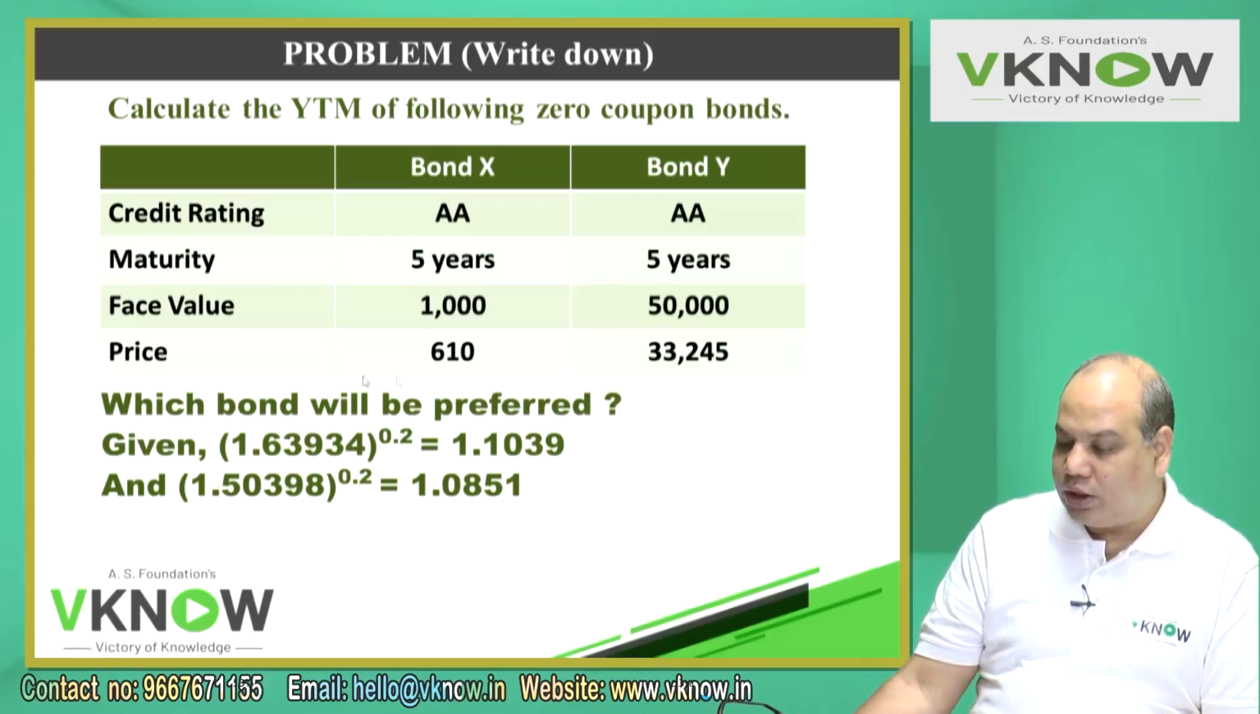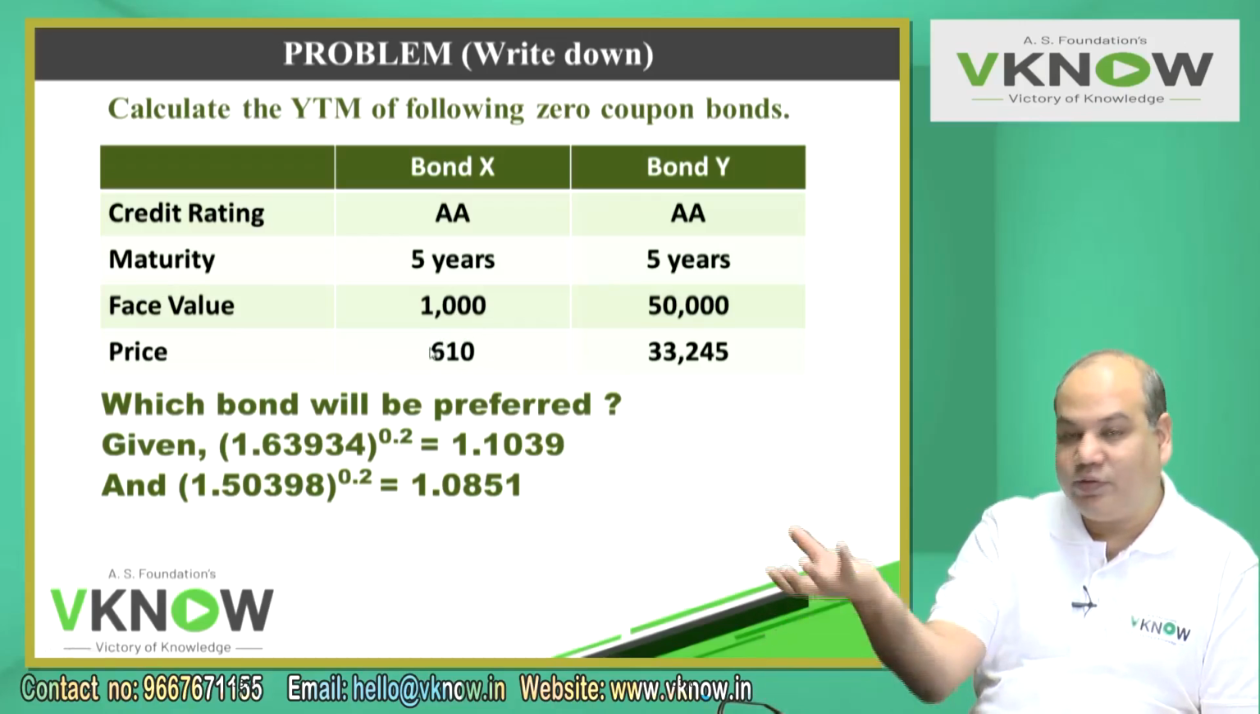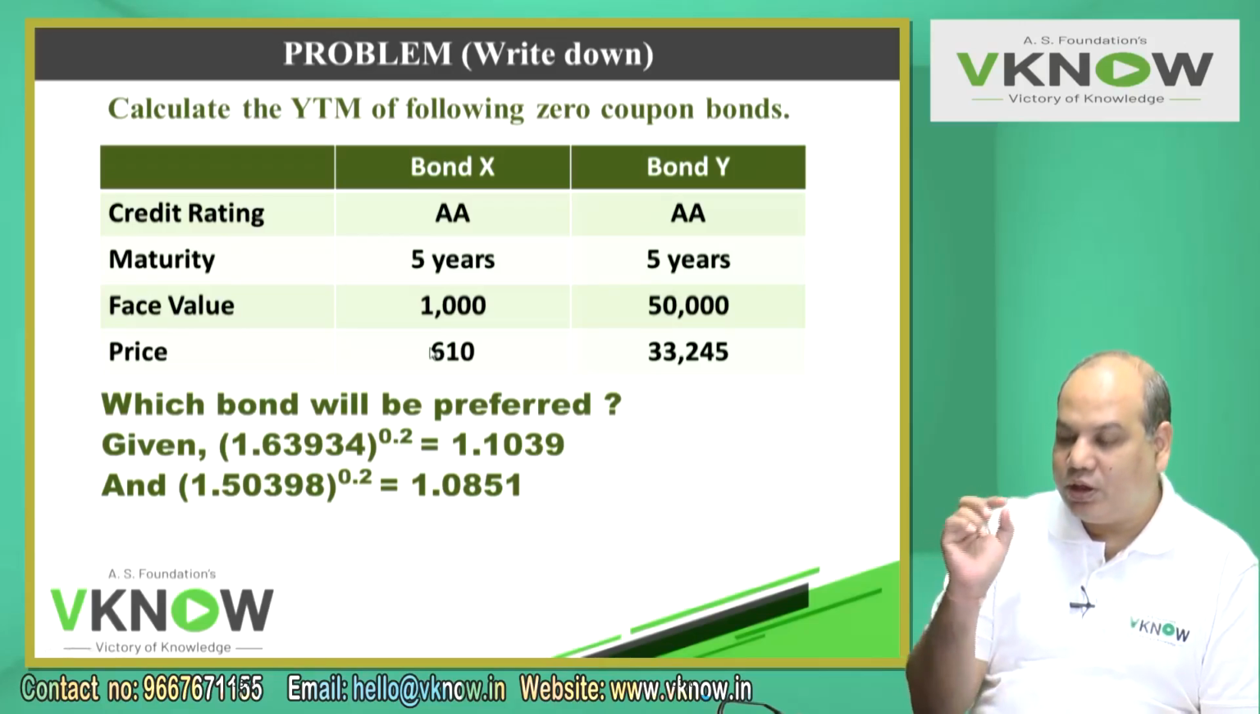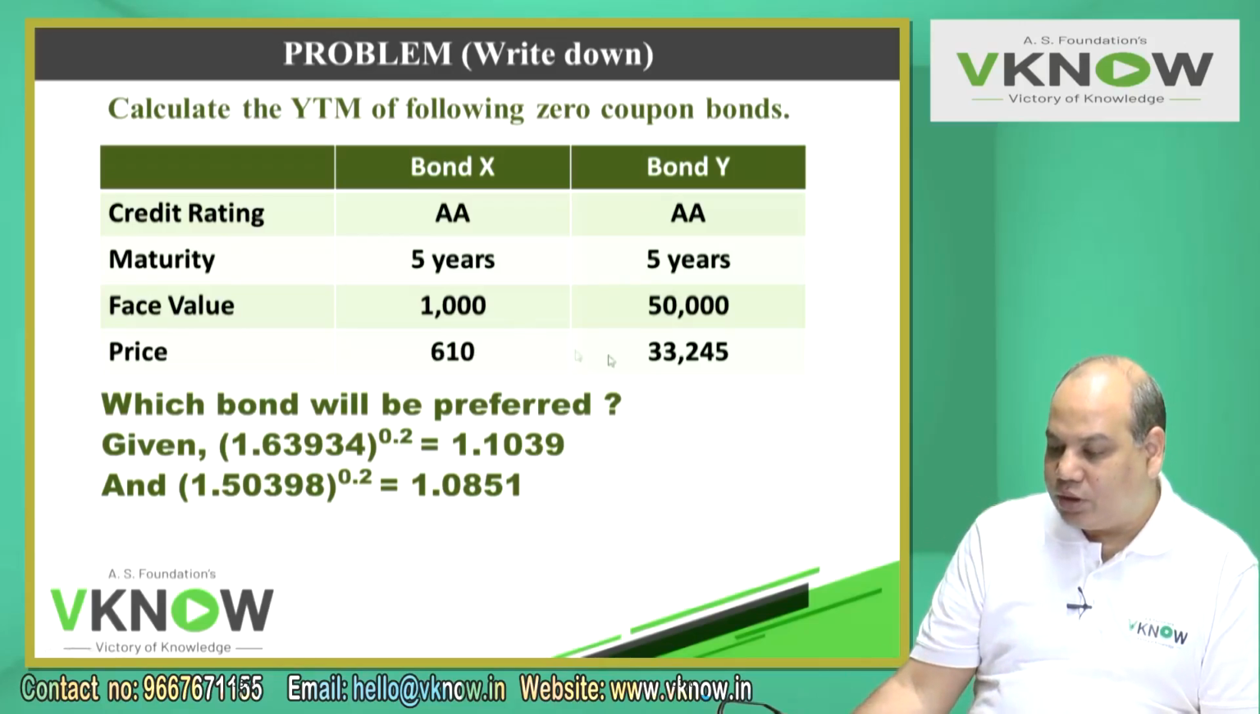Now just don't look at the price and say, oh, bond X is 610 only, I'll buy this, this is cheaper. No. In case of bonds, we don't compare the two bonds on the basis of their prices. We compare the bonds on the basis of their yield. Which bond is giving higher yield? If they have the same rating, then I will choose the bond which has higher yield. So I will need to find out their yield.